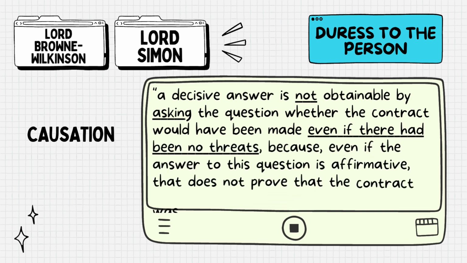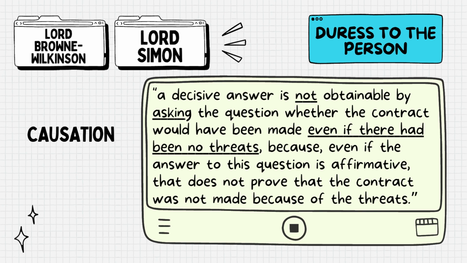A decisive answer to the question of whether the illegitimate means, i.e. the violence threats, was a reason for the claimant to enter into the agreement is not obtainable by asking the question whether the contract would have been made even if there had been no threats. And this is because even if the answer to this question is yes, that does not prove that the contract was not made because of the threats. Again, this emphasizes that it need not be the but-for reason, it only needs to be a reason.